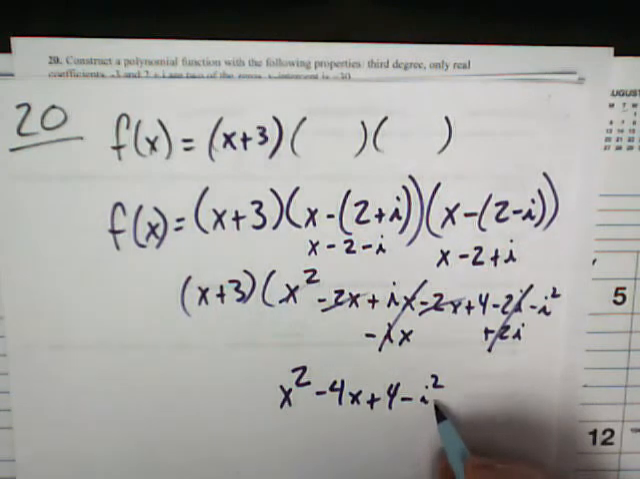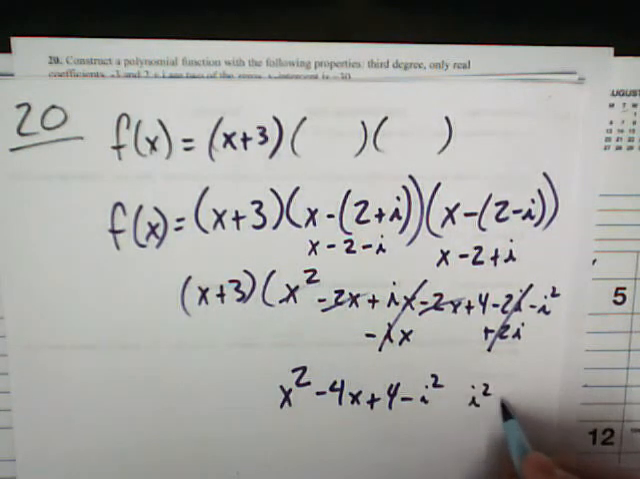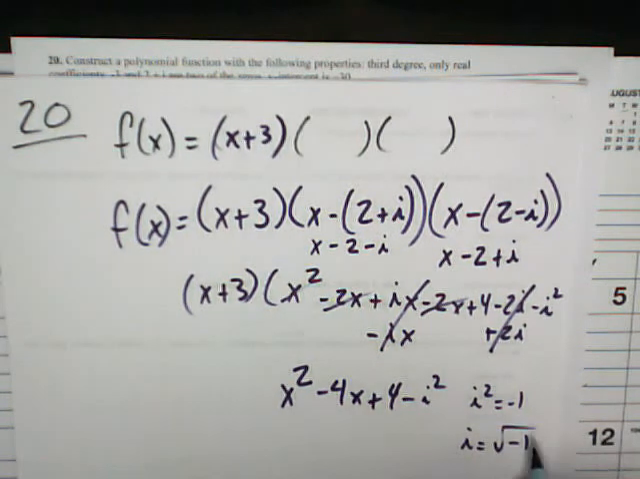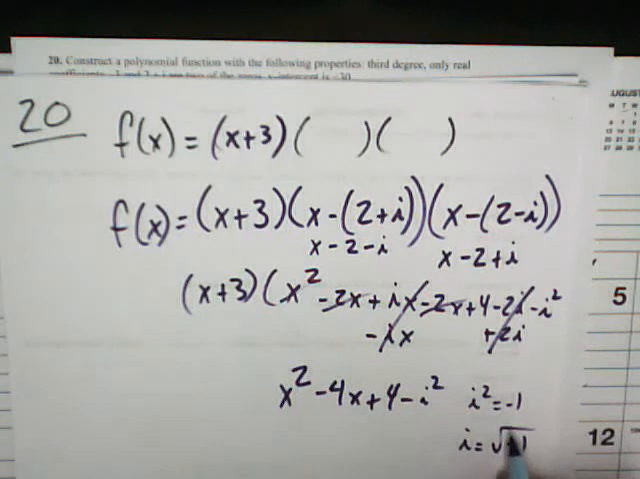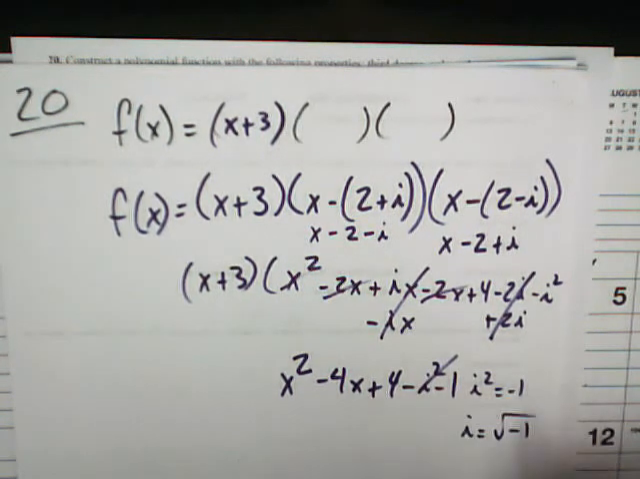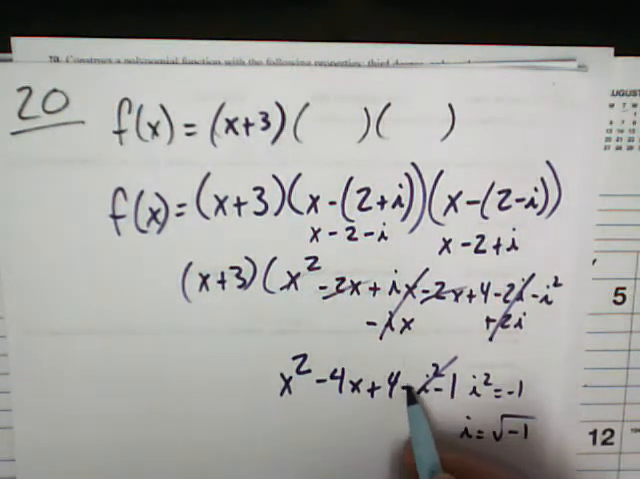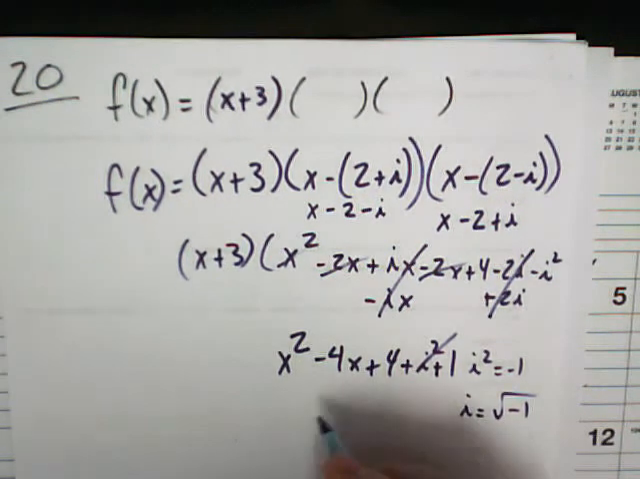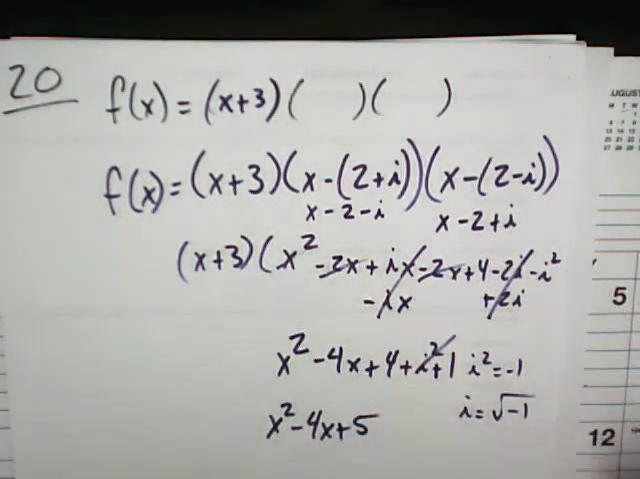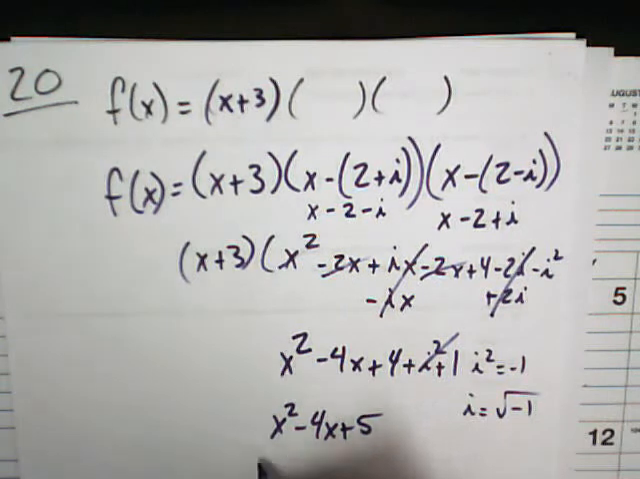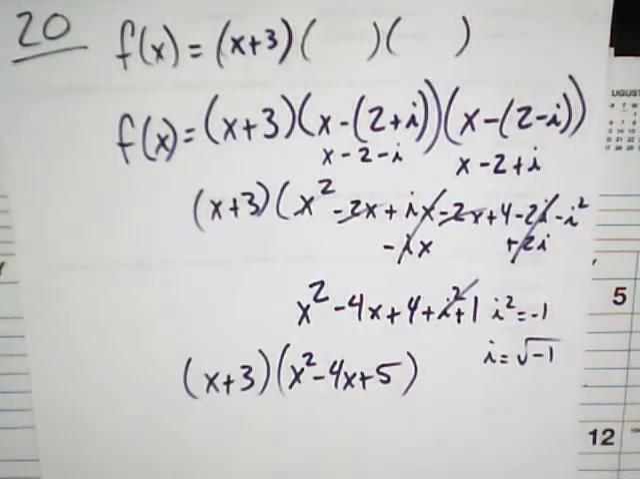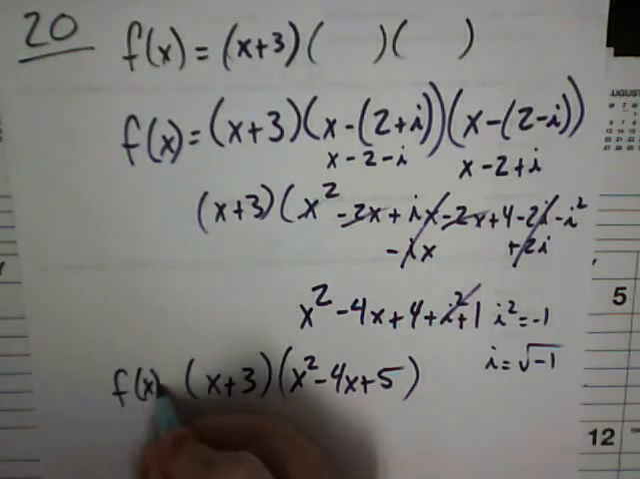Well, i squared is equal to negative 1. Remember how i is supposed to be the square root of negative 1? Well, if you square both sides, like i squared, it gets rid of the radical and you have negative 1. So this is like saying negative 1, and a negative negative 1 is like saying plus 1. So what you wind up with is x squared minus 4x plus 5. Okay, that times x plus 3. That's your new function here.